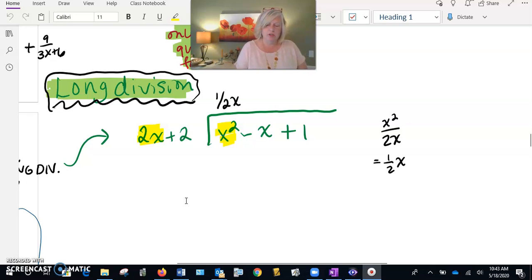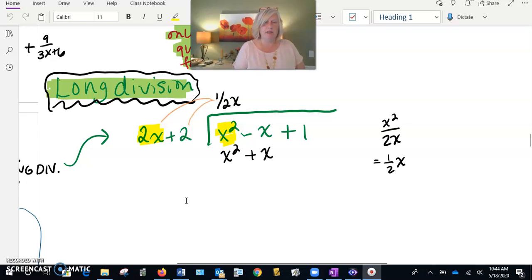Then what you're going to do is you're going to multiply that times both of the terms in your divisor. And so we write it below. So it's kind of like what you would have done in middle school with long division. 1/2 x times 2x would give us x squared. And then 1/2 x times 2 would give us plus x.